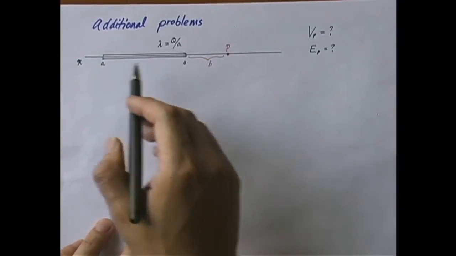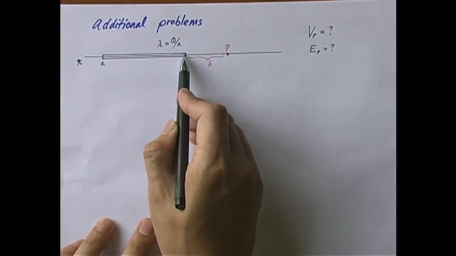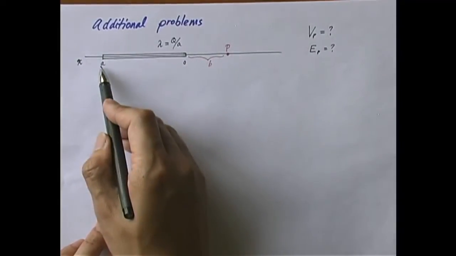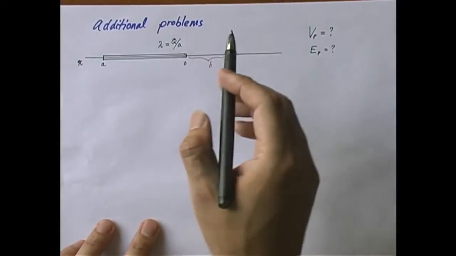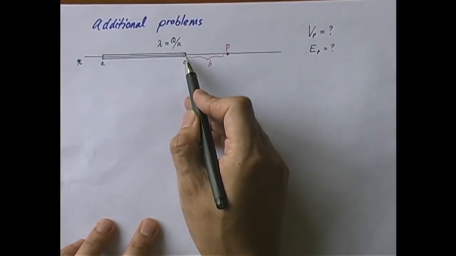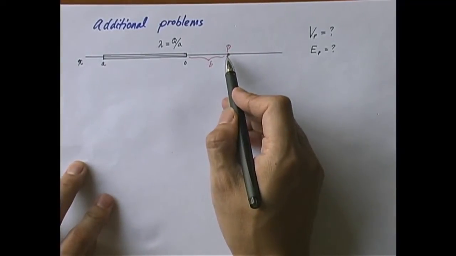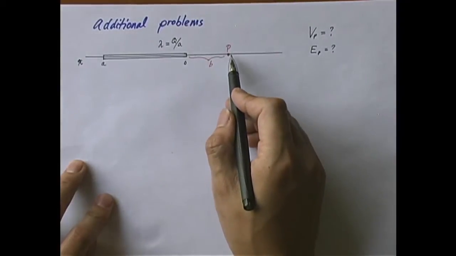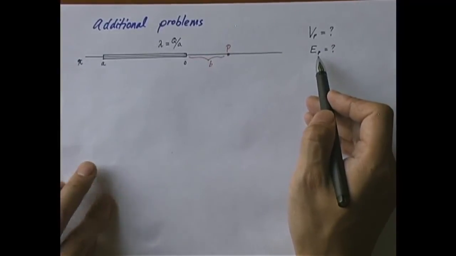You have a uniformly charged rod of length a. I have an x-axis sticking that way. One end of the rod is at x equals 0, the other one is at x equals a, so the length of the rod is a, and the linear charge density is lambda. Now, let's look at a point P, a distance b away from one end of the rod. What I want to know is what is the electric potential at point P, and what is the electric field at point P. As usual, we're going to calculate V first, then we differentiate, and we get E.